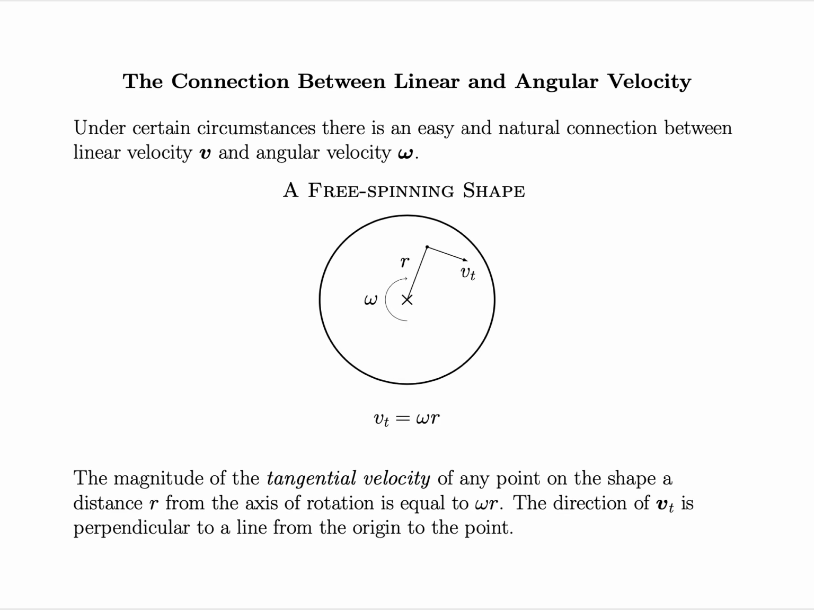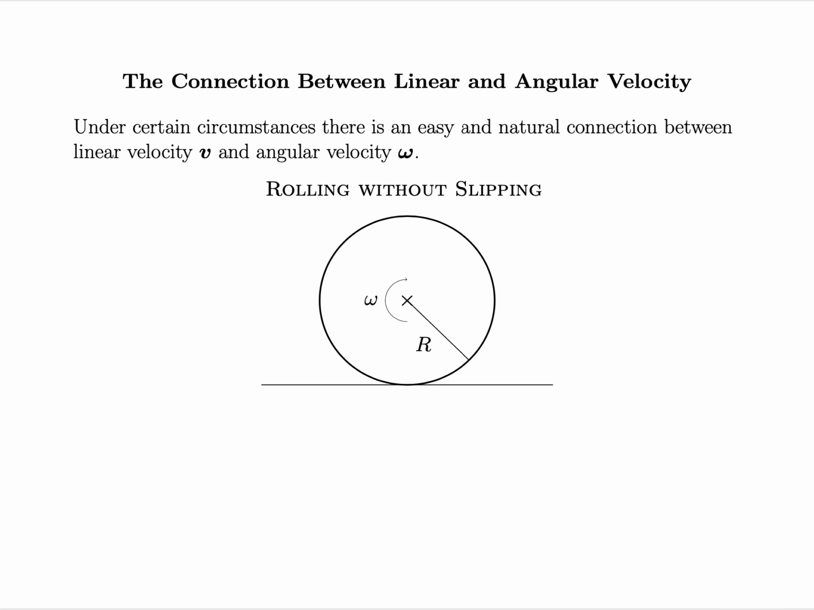So in summary, it's pretty easy to find the tangential velocity of any point on a shape that's free spinning and also a rigid rotator. It's just equal to omega times r. Now there's another circumstance where this same formula is used with a slightly different meaning. So here I'm imagining an object that's rolling without slipping. So like a wheel, for example, rolling across a level surface.